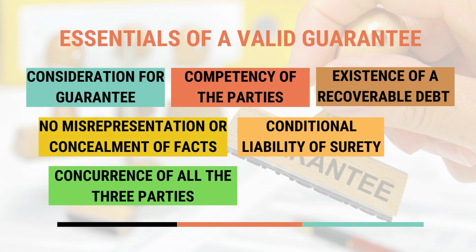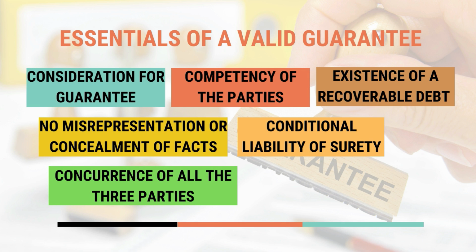Next, concurrence of all three parties. Yes, there are three parties whereby one is principal debtor, second is creditor, third is surety. So there is a concurrence. Three types of contracts are existing between them. One, between debtor and surety. Second, between debtor and creditor. Third, between surety and creditor.